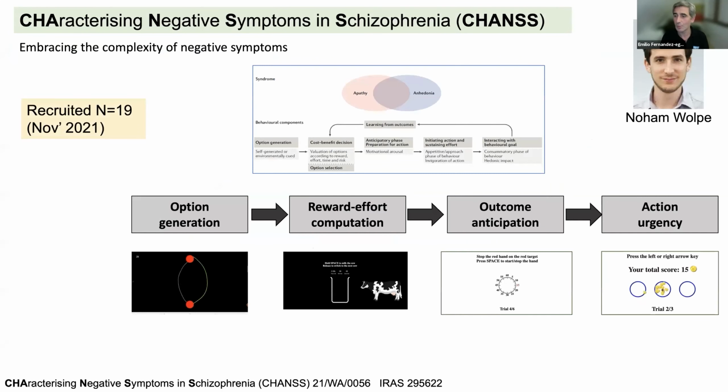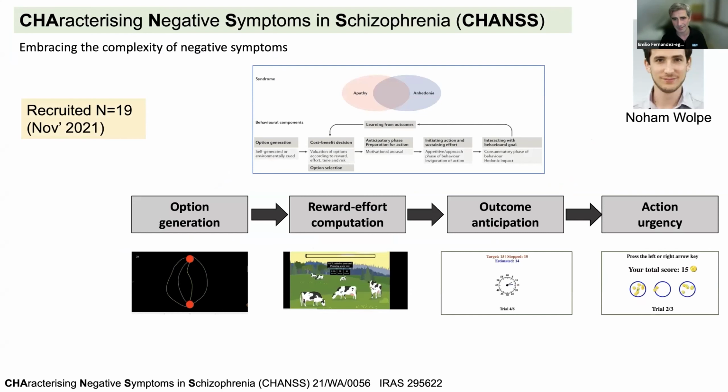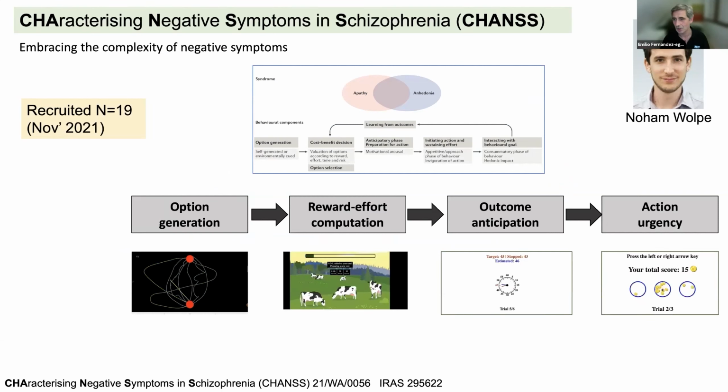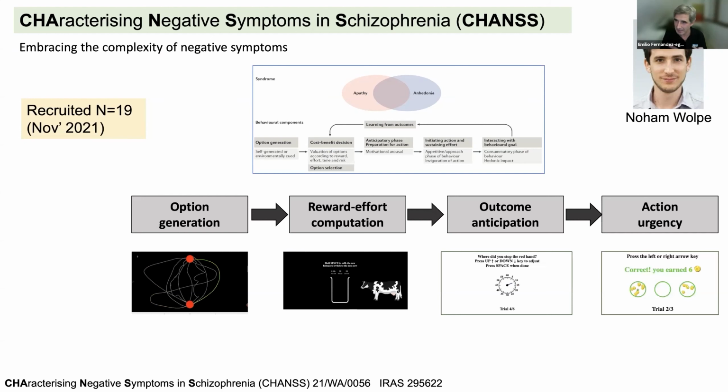With Noam, we try to do a far bigger study. Instead of assessing just one task, let's do 4 different tasks that can help us to understand the different components in the construction of the apathy in people with schizophrenia, from the option generation to the reward to the outcome anticipation, or the action urge, which is perhaps a way to measure how much information is needed before making a decision. We have recruited 19 so far.